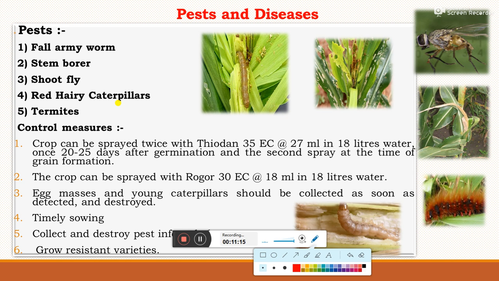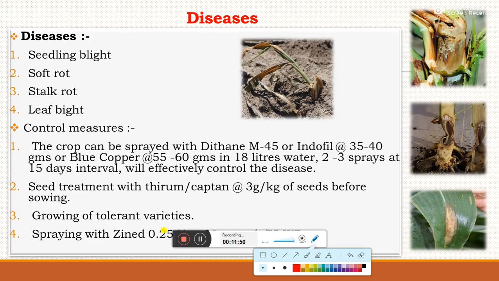Crops should also be sprayed with Thiodan at the rate of 27 ml in 18 liters of water once 20-25 days after germination, and the second spray at the time of grain formation. The crop is also sprayed with Rogor 30 EC at the rate of 18 ml in 18 liters of water. Egg masses and young caterpillars of this Spodoptera or fall armyworm should be collected as soon as detected and destroyed. Then timely sowing, collecting and destroying pests and infected plant parts, and growing resistant varieties. Next one, the diseases.